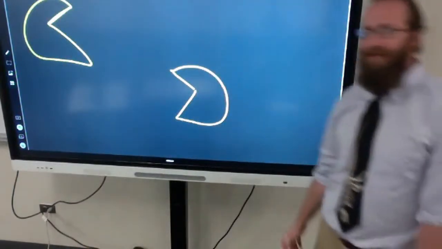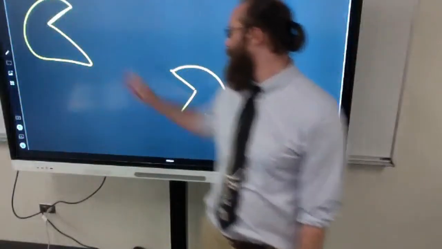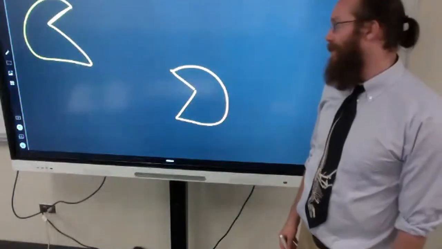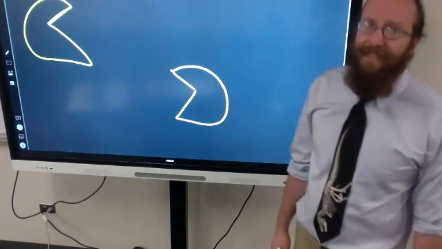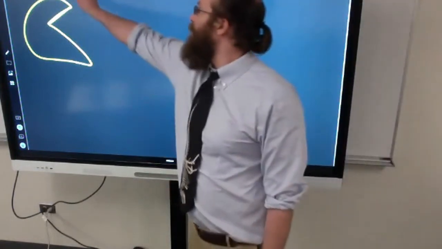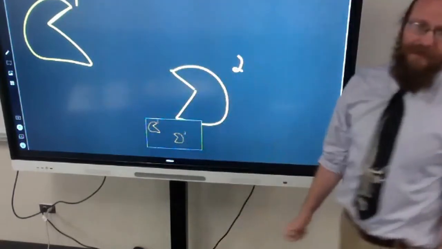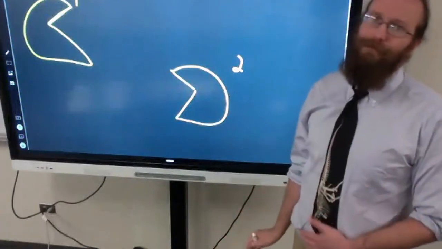Next, we are going to have to describe a series of transformations to get from this shape to this shape. And I know they're not exactly equal, but pretend that they are. So I'll give you 30 seconds to think of a series of transformations to go from 1 to 2. 30 seconds on the clock. Pause the video if it's going to take you longer.